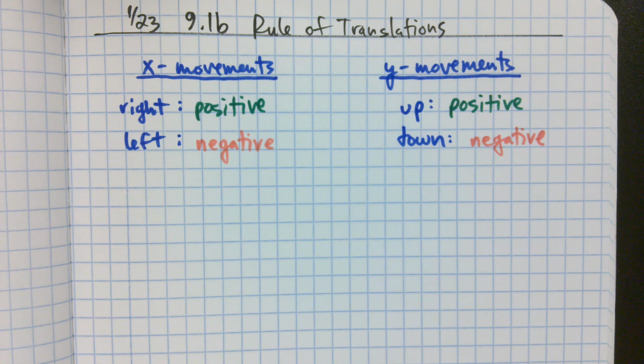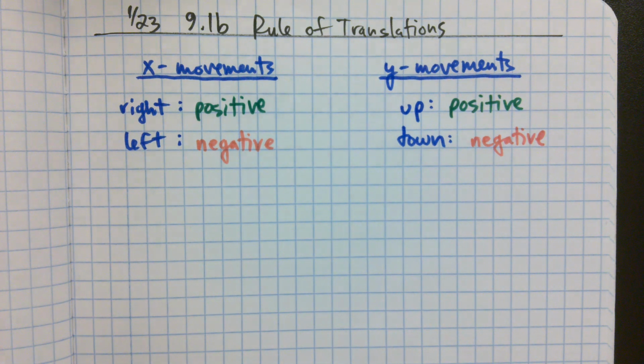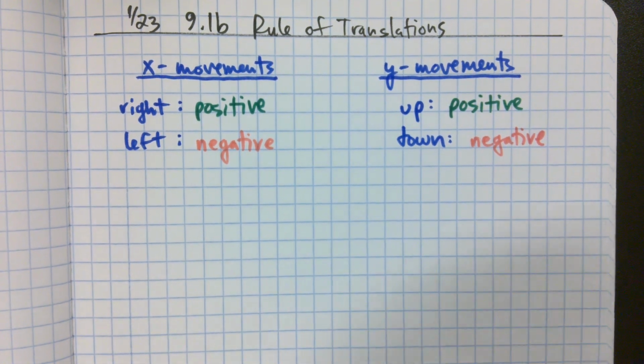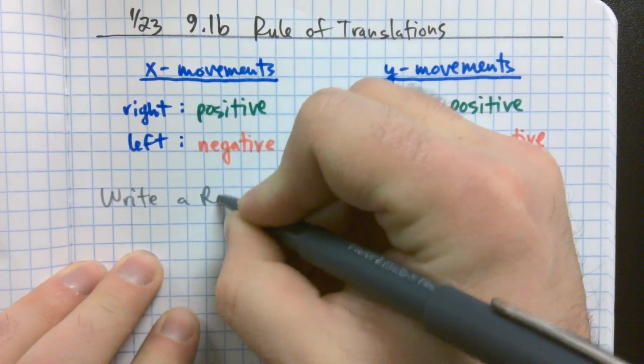Now, this is extremely important today that we understand which movement is positive and which one is negative, because we're going to be writing a rule. All right? So let's do that. Let's just go ahead and write a rule.